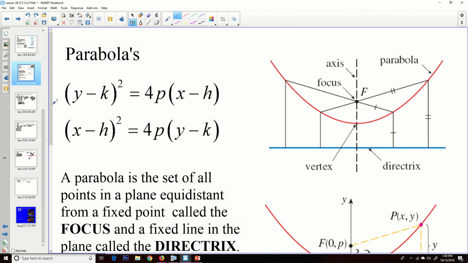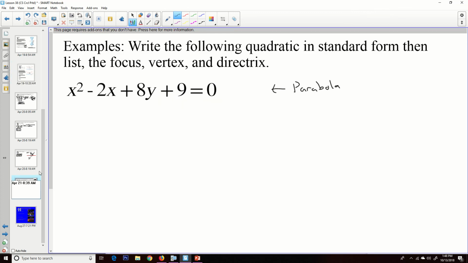And so that parabola equation, again, looks like that. And since it's the x squared terms, I'm going to leave my x terms on the left-hand side. I'm going to move my y terms to the right-hand side. And so let's see here. I'm going to go x² - 2x equal to -8y, and then we'll say plus 9.